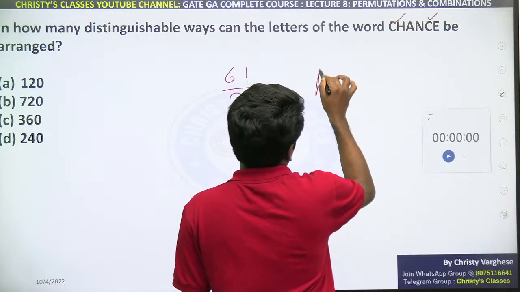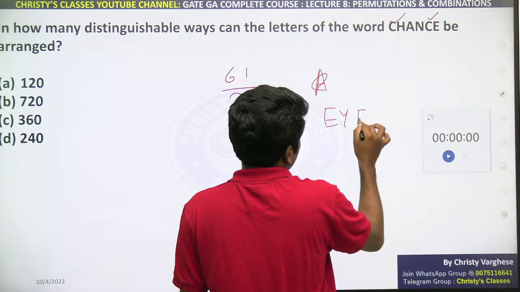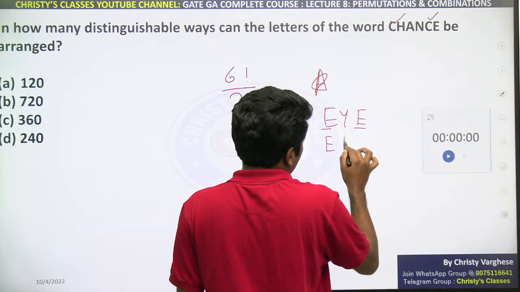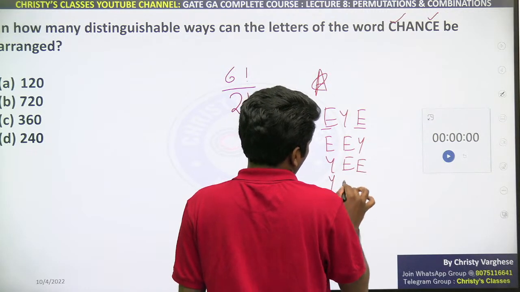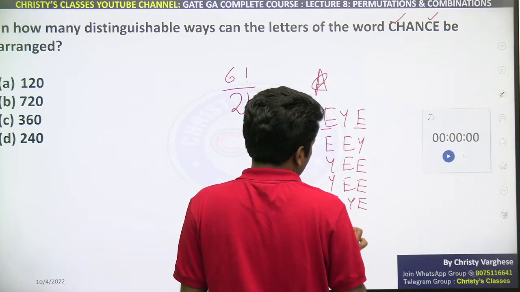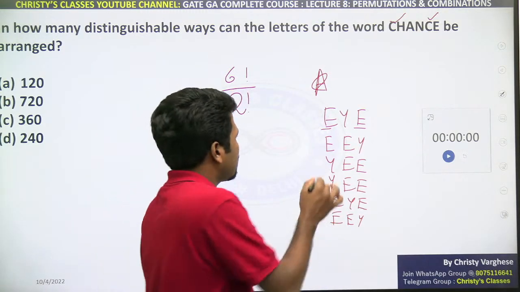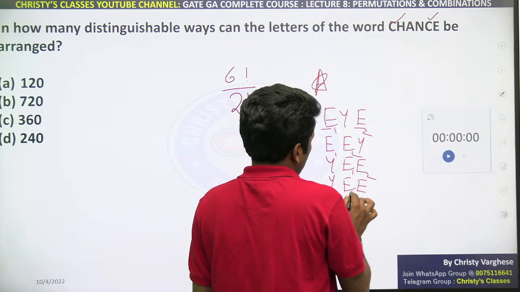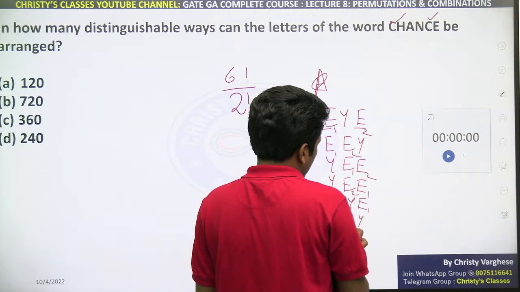Again, if you are not clear about that, I will show you an example. If the word is EYE, how many ways can you rearrange? E and E are same now. So if you try to rearrange EYE, EEY and YEE, YEE again, EYE, EEY. These are the rearrangements if all the letters were different. Like this is E1, this is E2, E1, E2, E1, E2, E2 E1, E2 E1, E2 E1.